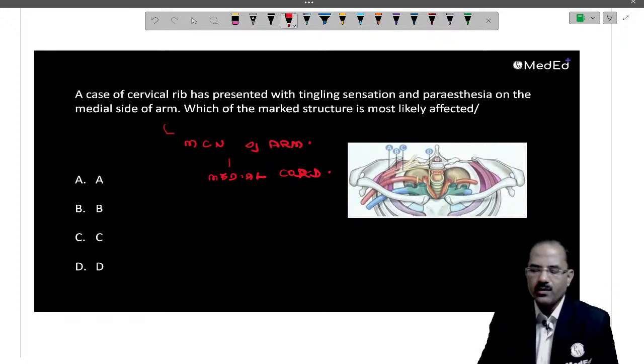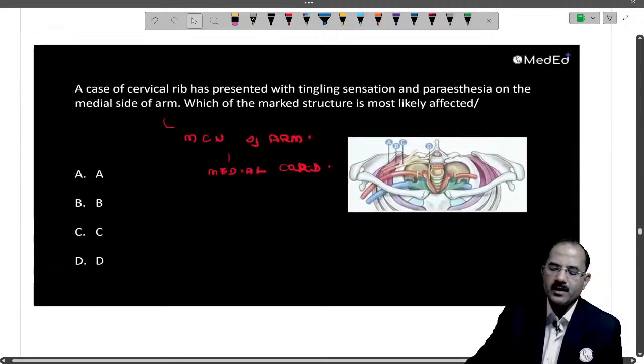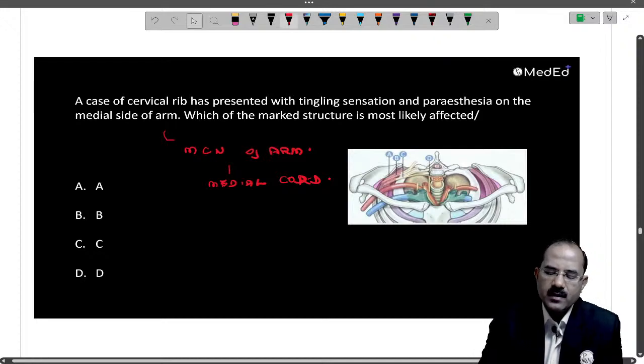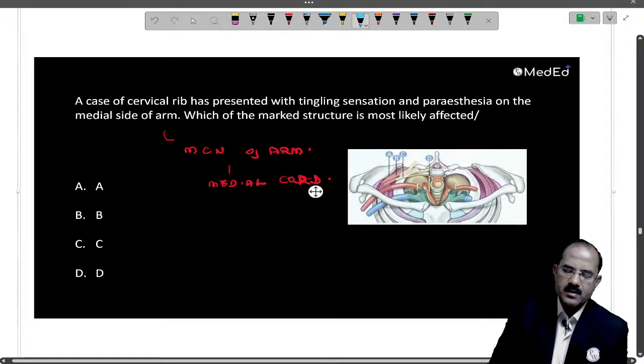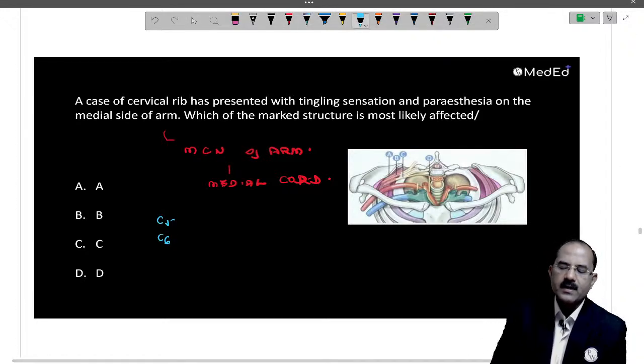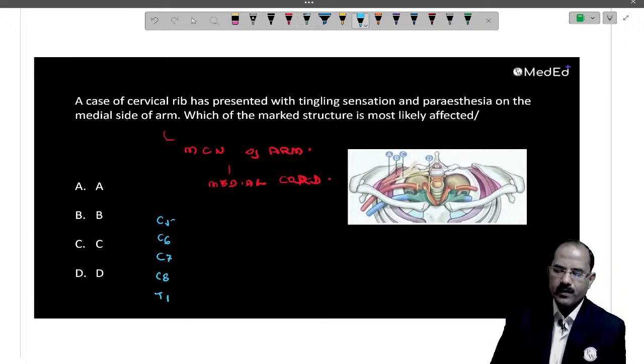Clear? How is the medial cord formed? Any guesses? Here, I'll quickly go through this. This is C5, C6, C7, C8, and T1. These are the ventral rami.